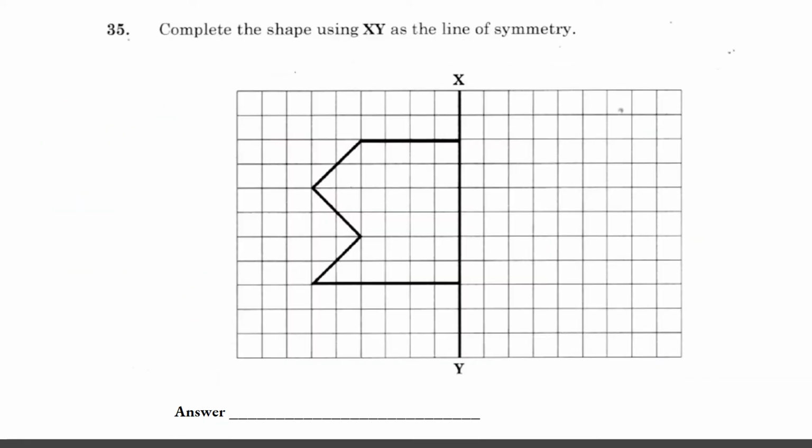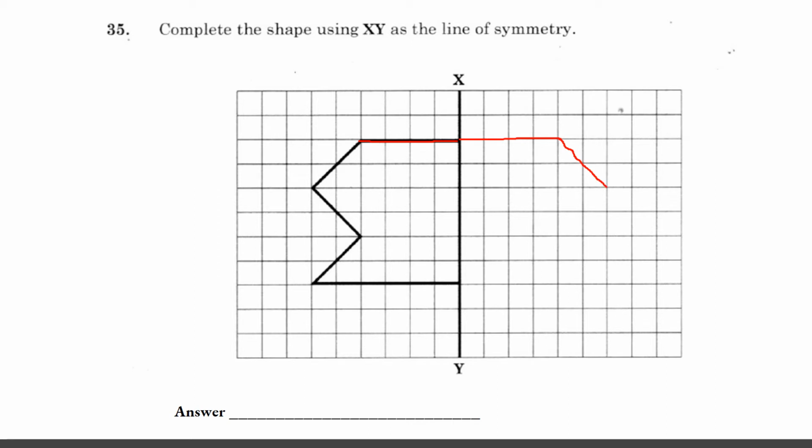Question 35. Complete the shape using XY as the line of symmetry. This is very easy. All we need to do is check. I am going 4 times to the left. So here I will come 4 times to the right. And then I'm going in on the 5th, coming down like this. See, I'm just patterning what they're doing.